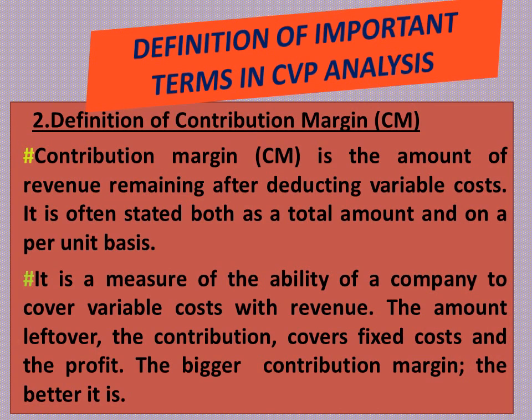What are important terms in CVP analysis? 2. Definition of contribution margin, CM. Contribution margin, CM, is the amount of revenue remaining after deducting variable costs. It is often stated both as a total amount and on a per unit basis. It is a measure of the ability of a company to cover variable costs with revenue. The amount left over, the contribution, covers fixed costs and the profit. The bigger the contribution margin, the better it is.